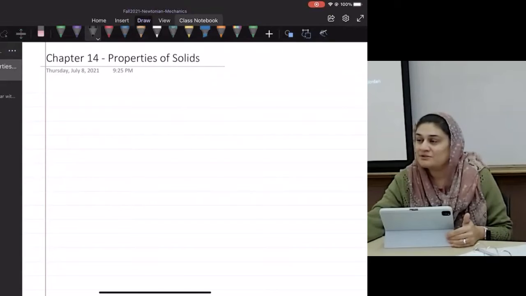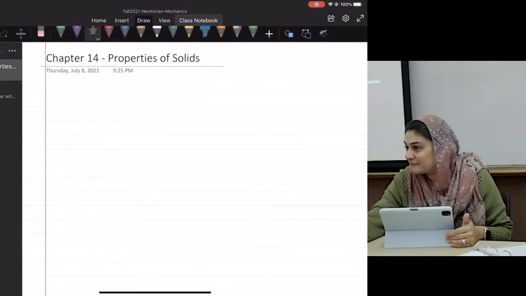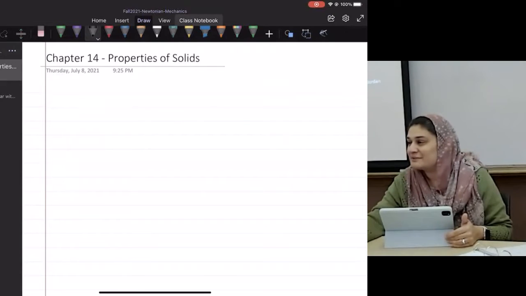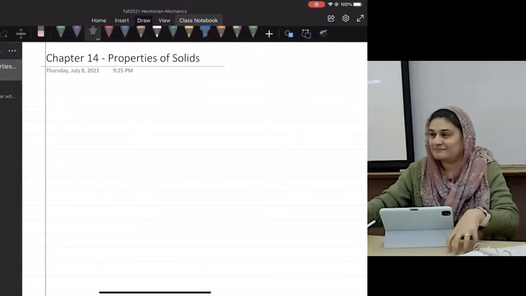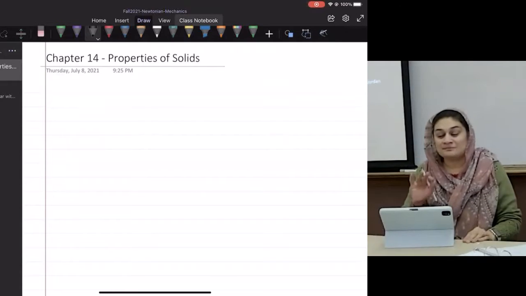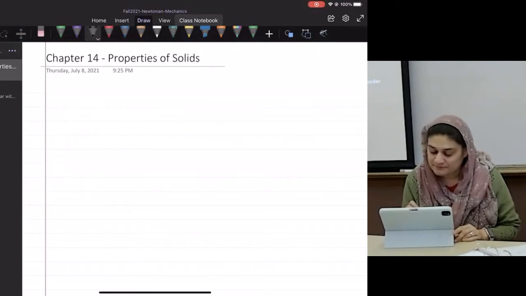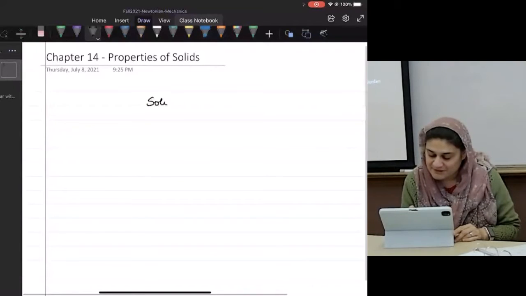The last thing we need to do is solids, so we will do them today. Solids are whatever liquids and gases are not. Solids are those things that cannot be moved. So what are solids? First of all, let me give you the types.